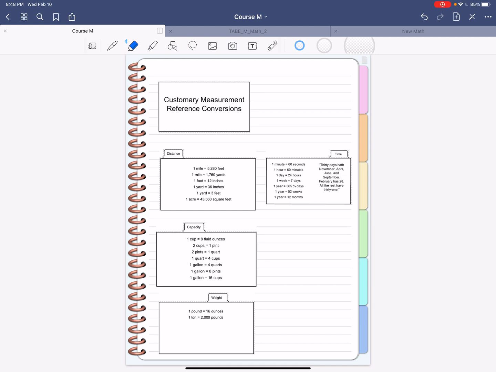Hi everybody, welcome back. In this lesson we're going to be learning about customary measurement and how to do conversions with these measurements. So for the memory piece you have these 5 pieces and the pocket that these will go in. And in the assembly video I showed you how to do the assembly for this and also to put that pocket down in your notebook.